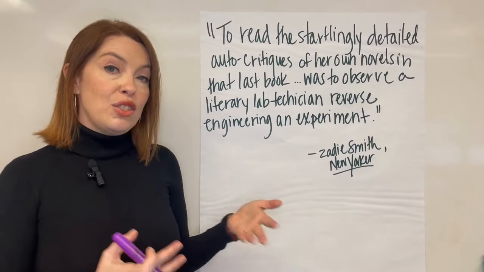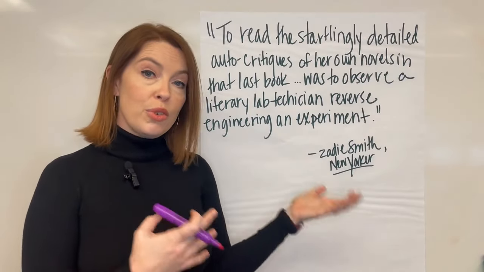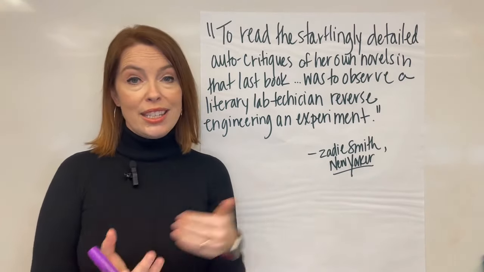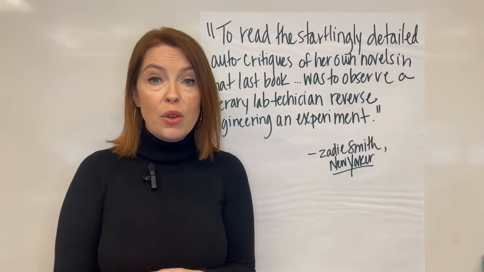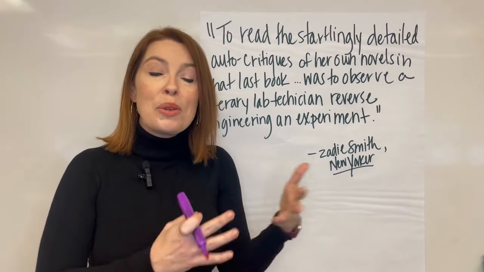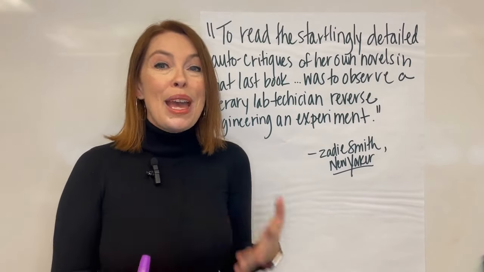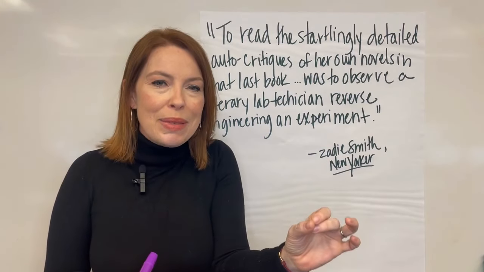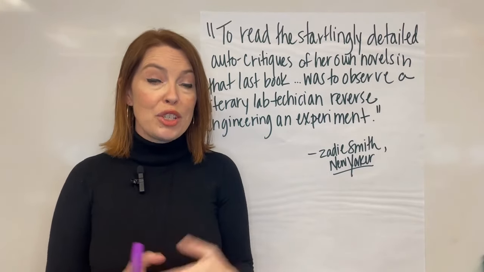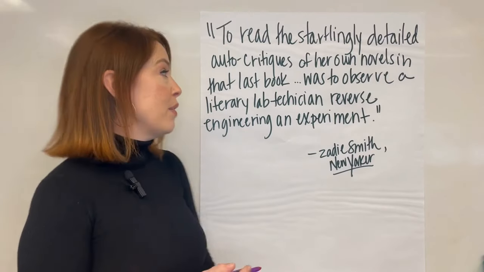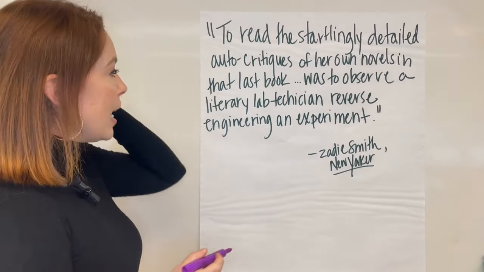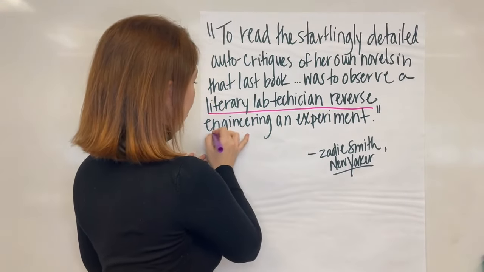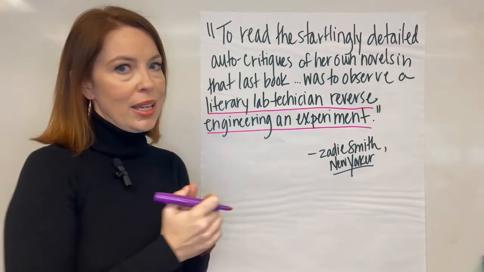So Zadie Smith is trying to describe Toni Morrison's writing to us. But she knows that maybe we haven't read this piece of Toni Morrison writing, or maybe we're not familiar with Toni Morrison at all. So to help her reader pay attention, to better engage with her ideas, and to better understand exactly what she means, she uses some figurative language. Specifically, she uses a metaphor. She starts with, to observe a literary lab technician reverse engineering an experiment.